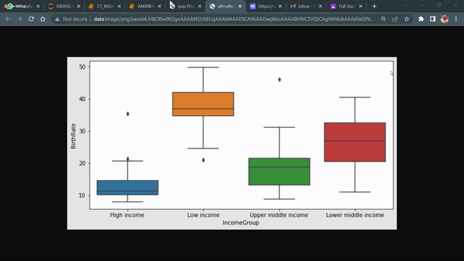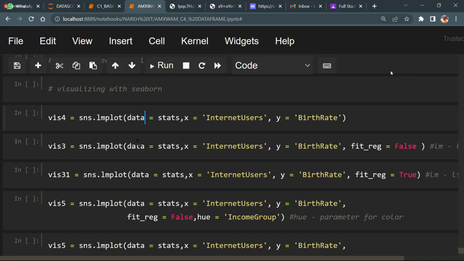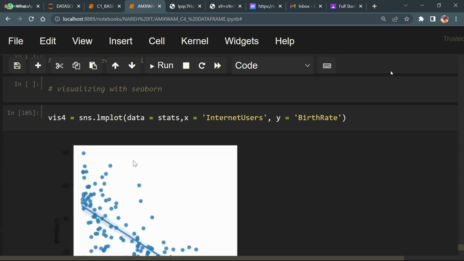Now, let's go ahead and do this one. Let's minimize. Let me introduce another plot which is called the LM plot. What is meant by LM? Linear model. Just understand. Linear model. What is a linear line, guys? y = mx + c or not? I can say this is my linear line. This straight line we call a linear line. So is it bivariate or univariate? X-axis internet users, y-axis stats is data frame. Let's go back and we understand.